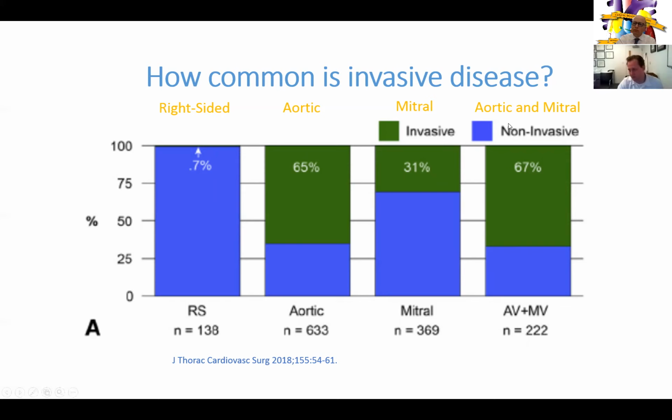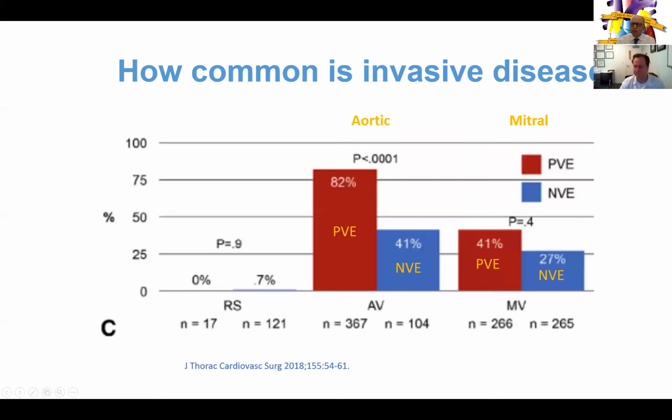And then if you have aortic and mitral, then that increases even a bit more. I would say mitral is actually an area that it's often difficult to image in terms of looking for abscess. So this number may actually be an underrepresentation, but suffice it to say that invasive disease is extremely uncommon with right-sided endocarditis, but fairly common in left-sided disease, especially when it involves the aortic valve.